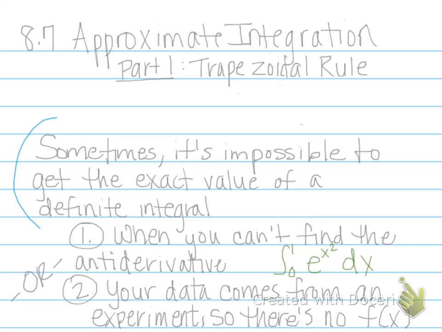Another instance is if your data comes from an experiment. If you just have a table of data and no function, I'm sure you could work with the data to find a function, but that's hard and not in any way exact. So if you don't have f of x, and just have a table with x values and f of x values, then it is easier to approximate the area under the curve.